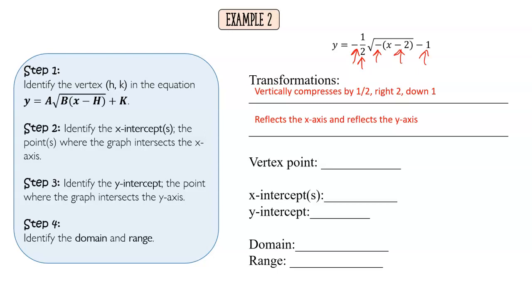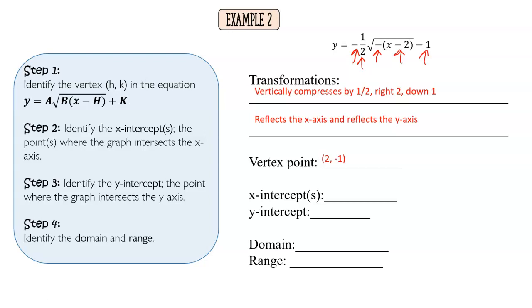Who can tell me the vertex point just by looking at that equation? What's the vertex? Except it's a lie. Positive 2, negative 1. That's your vertex point. Please remember, insiders lie. Okay, so 2, negative 1.